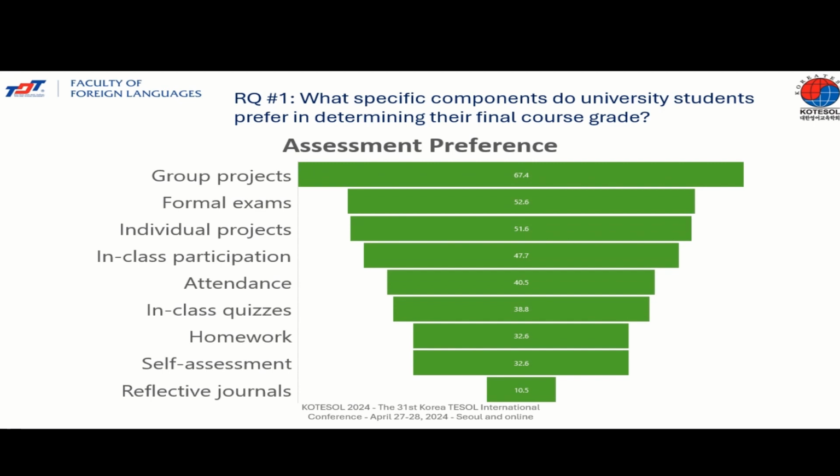So I put all of the assessment components, assessment kinds, in rank here, so that you can see that. The number 1 choice is group projects, and then formal exam, individual projects, in-class participation, attendance score, in-class quizzes, homework, self-assessment tasks, and reflective journals.